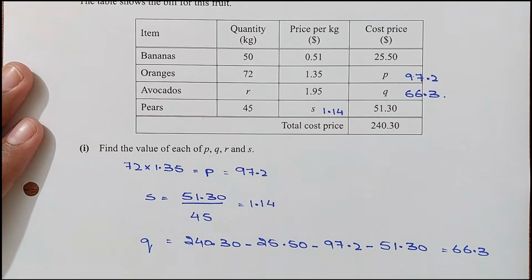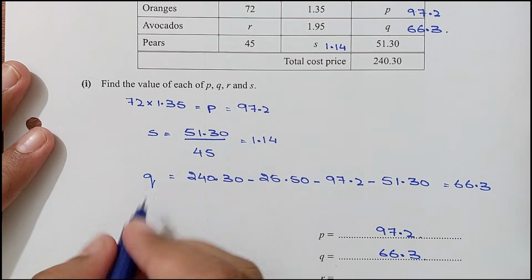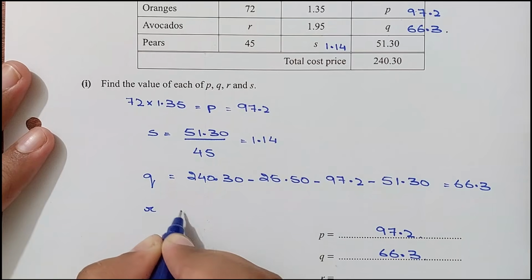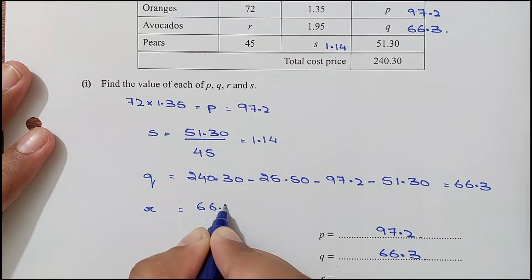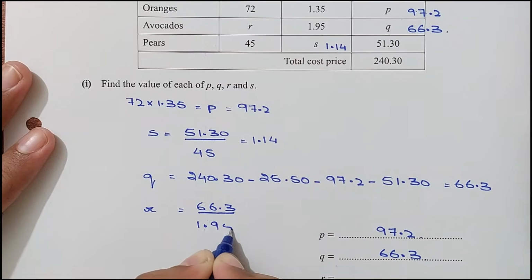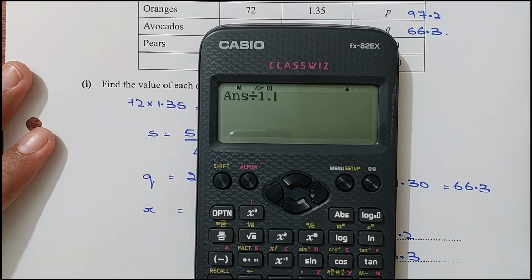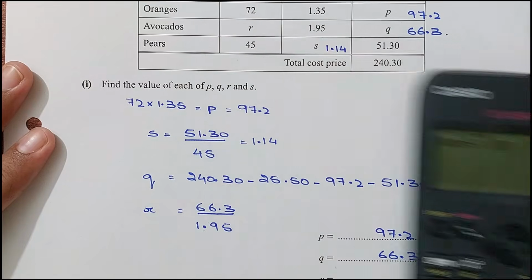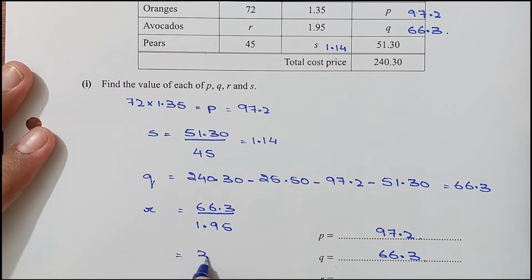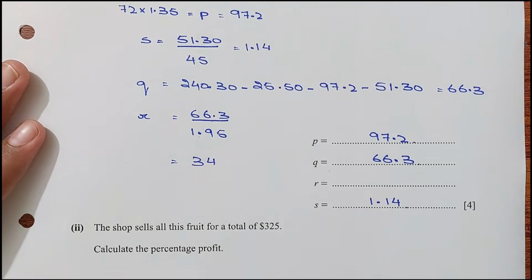Now we have 66.3 for Q. Let me solve for R for avocados, how many kg of avocados. To solve for R, we can do 66.3 divided by the price per kg, 1.95, which gives 34 kg of avocados.